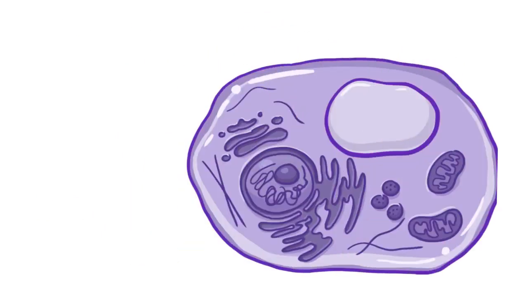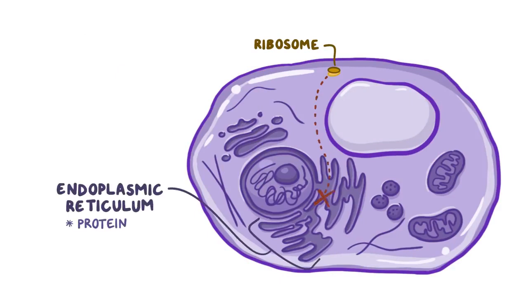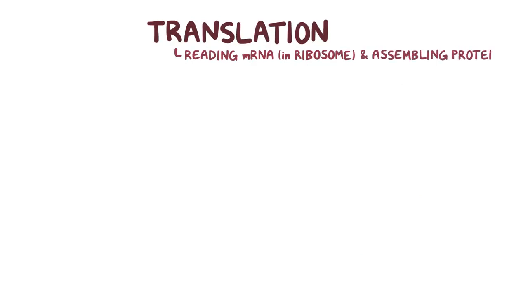The final part of the process is the ribosome ferrying its freshly made protein to an organelle called the endoplasmic reticulum, where it can get further prepared for whichever role the cell might have for it. Alright, as a quick recap, translation is a process of reading the mRNA within a ribosome and assembling a protein based on the instructions found within.